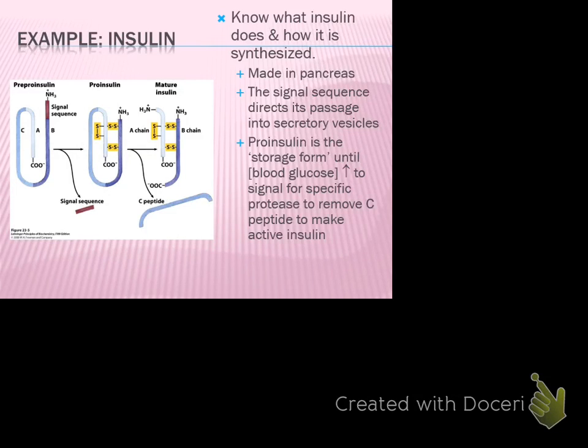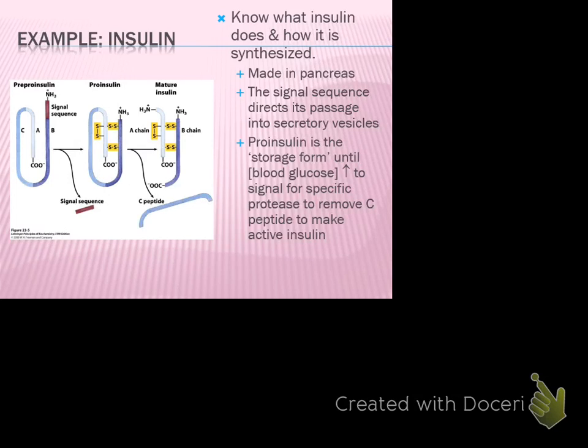First, the signal sequence gets cleaved off. And we actually will talk in greater detail about how that happens and the implications thereof. But then we have disulfides that are very important. If you notice, the C peptide chain gets cleaved and it's released because it's not held in place by any disulfide bonds. And so it's the disulfide bonds that hold the A chain and the B chain, the A peptide and the B peptide together. But they are not contiguous. They are only held together covalently through the use of disulfide bonds.